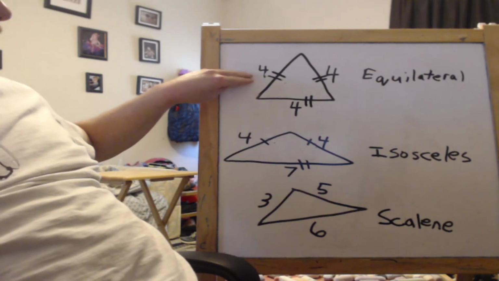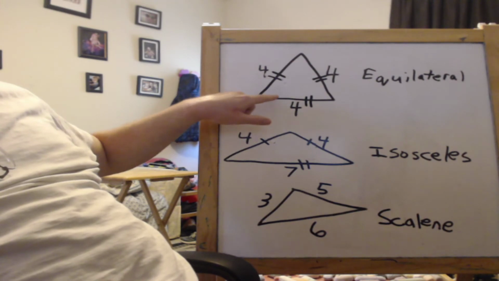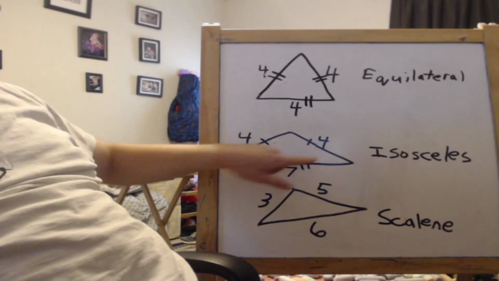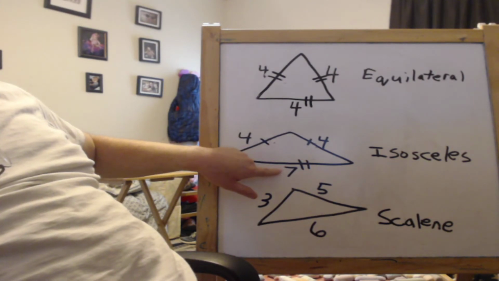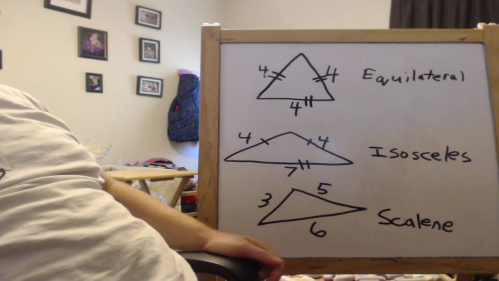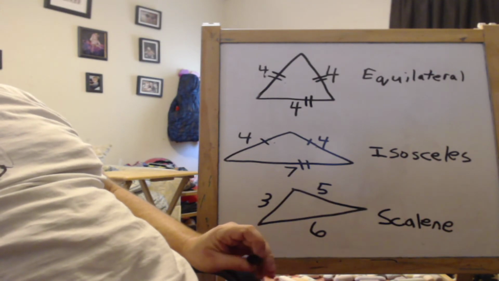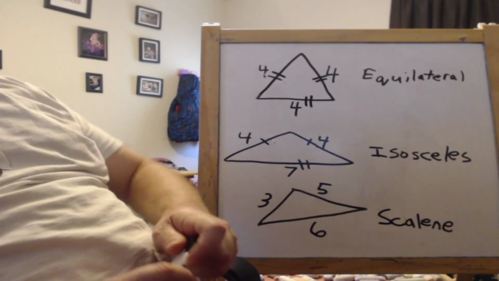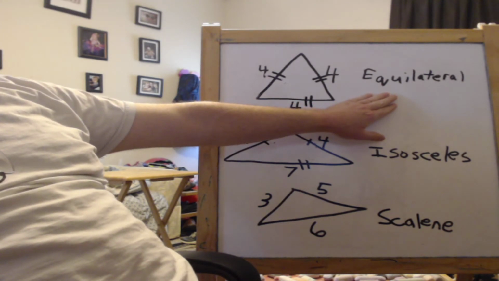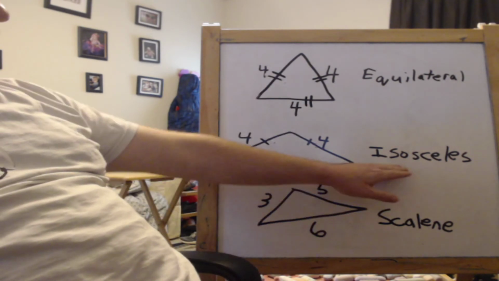So once again, equilateral, all 3 sides, same length, 4, 4, 4. Isosceles, 2 sides are the same length, 4 and 4, and then 1 side is different. Scalene just means all 3 sides are different length. There are no sides that are the same. So, not too hard. Equilateral, obviously, is the one that's easiest to remember because equal. All 3 sides are equal.